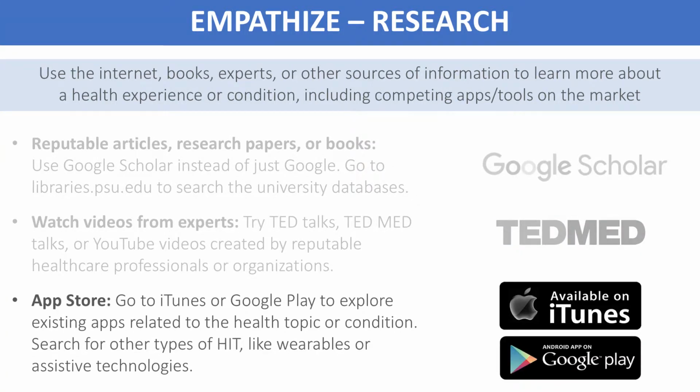As mentioned in the project overview, your team will be creating an mHealth smartphone app. So in order to take a look at things that currently exist in this space, you need to understand who your competitors are. I suggest you go to an app store, either iTunes for Apple or Google Play for Android devices, to explore existing apps related to the health topic or condition that you're going to focus on. You can search for other types of HIT as well, like different wearable devices or even assistive technologies. But understanding what currently exists for different users and patients to use is a really important part of doing your homework and researching the health area.